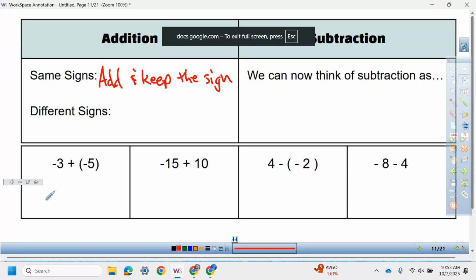A perfect example is right below, -3 plus -5. That's 3 bad guys plus 5 bad guys. Well, add them up, we get 8. Keep the sign. The answer is a -8.